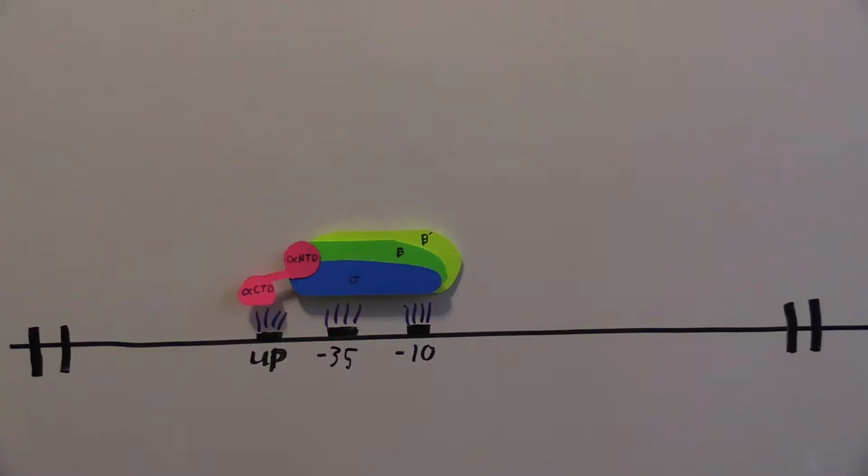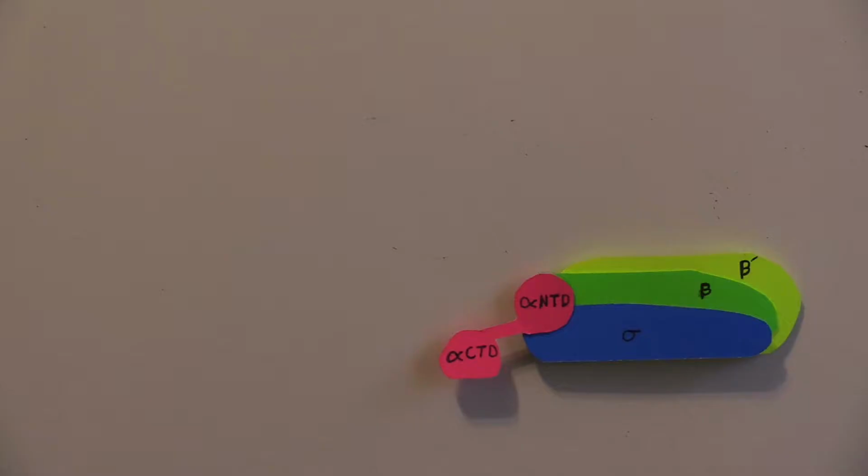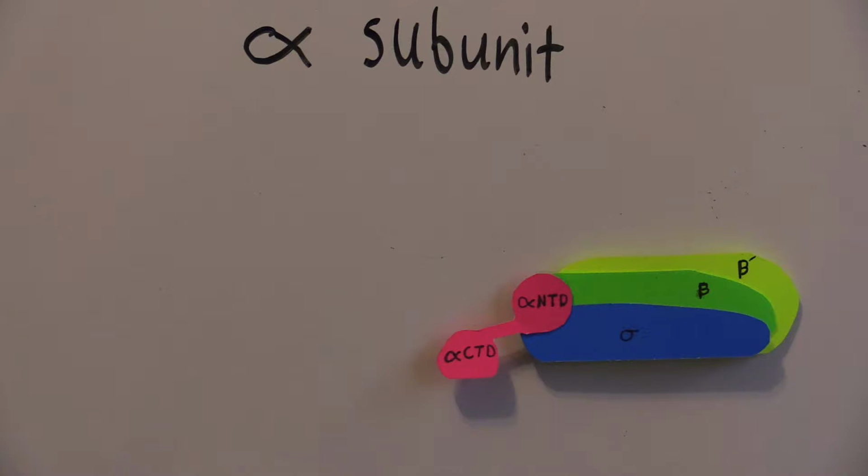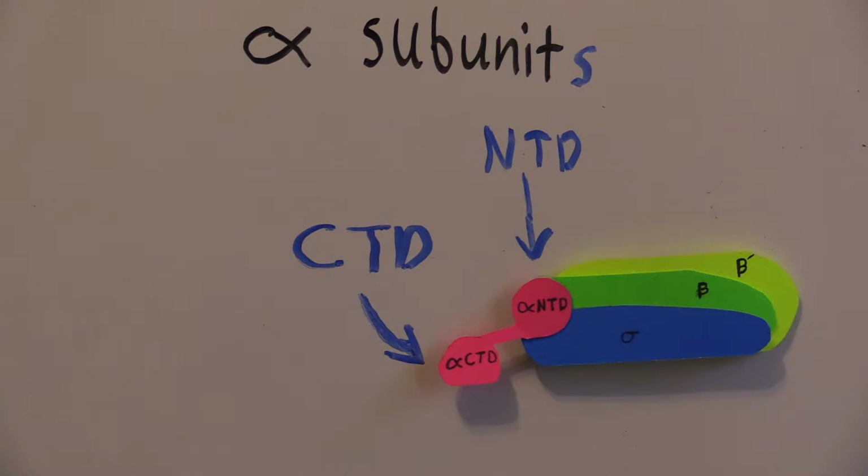Now the up element interacts with the alpha subunit of RNA polymerase. The alpha subunit of RNA polymerase is really two domains, with an N-terminal domain and a C-terminal domain. It's the C-terminal domain that interacts with the up element.